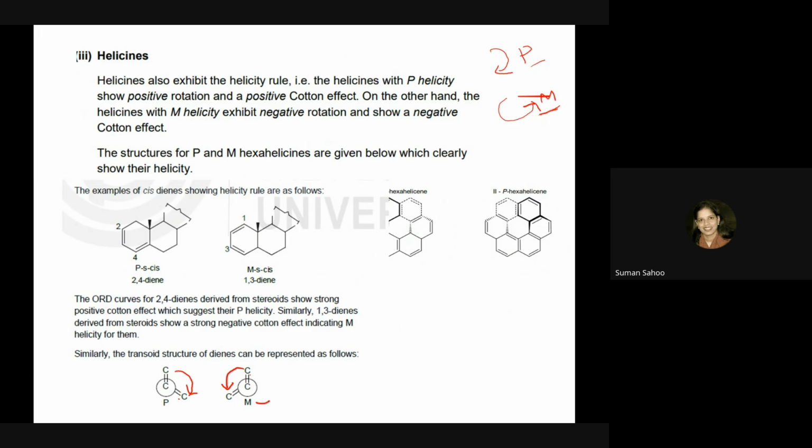So how do we determine that we will go from this to this? For that, there is a rule.